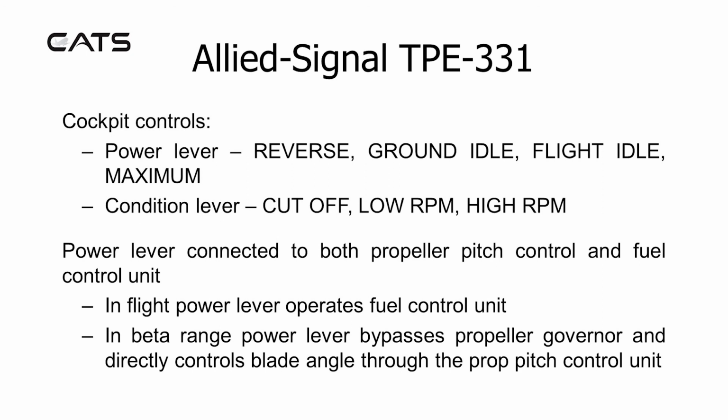Allied Signal TPE 331. The cockpit controls. The power lever has reverse, ground idle, flight idle and maximum settings. The condition lever has cut-off, low RPM and high RPM. The power lever is connected to both propeller pitch control and the fuel control unit. In flight, the power lever operates the fuel control unit. In beta range, the power lever bypasses the propeller governor and directly controls blade angle through the propeller pitch control unit.